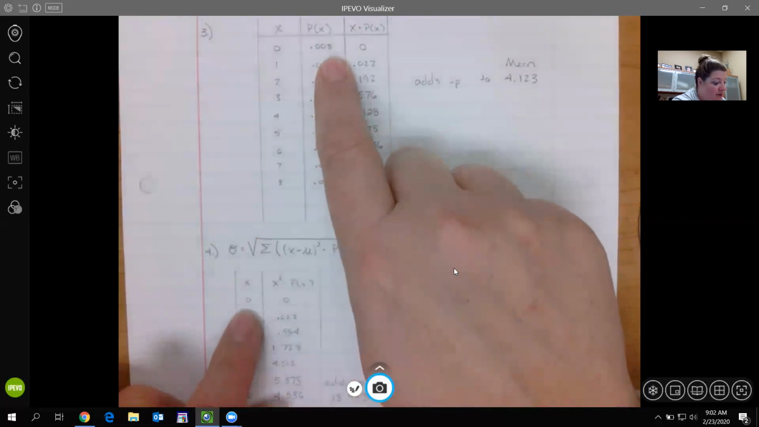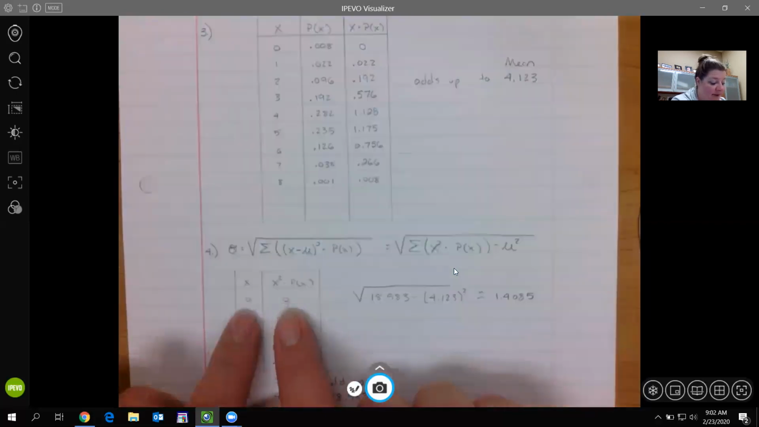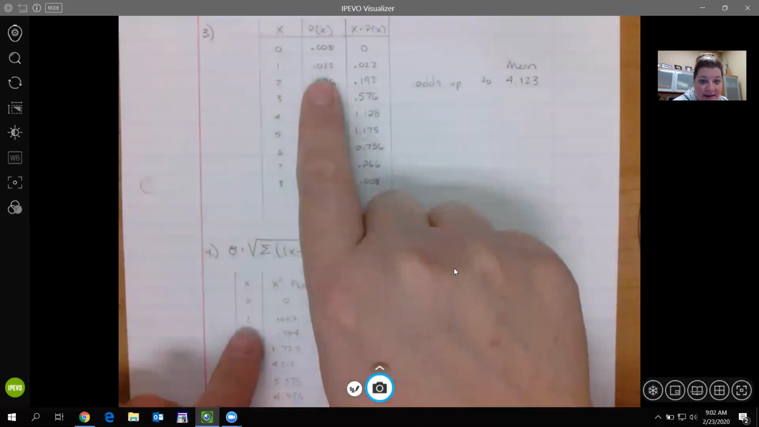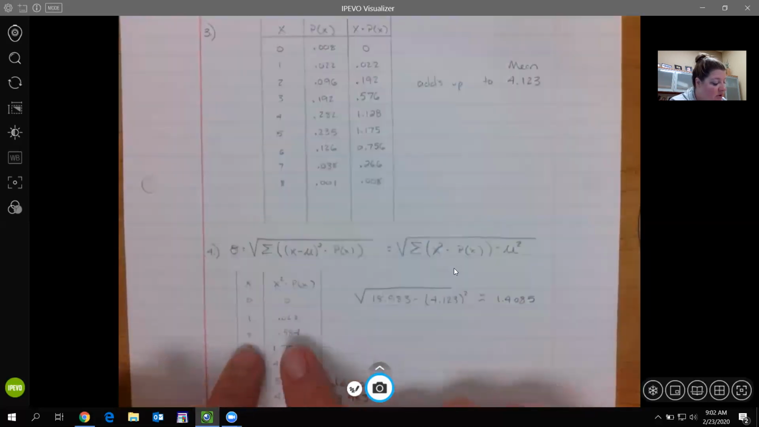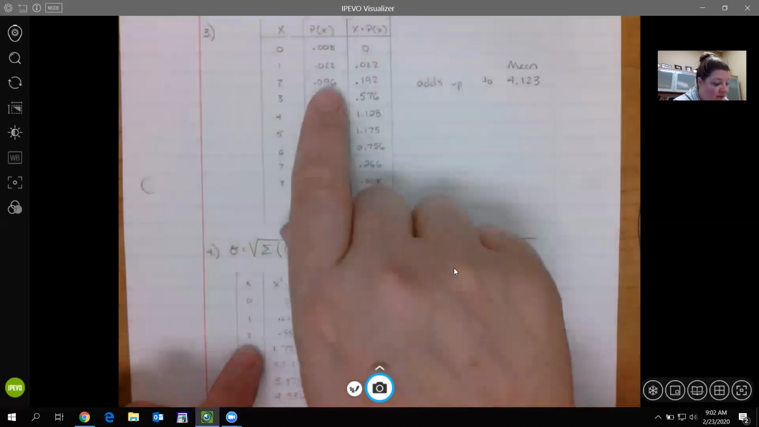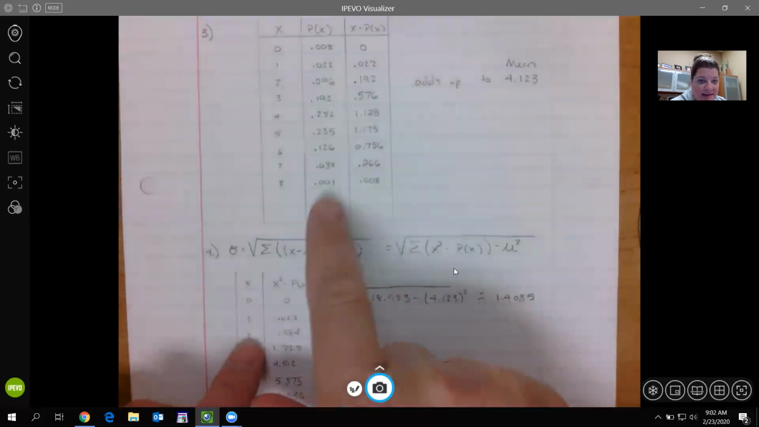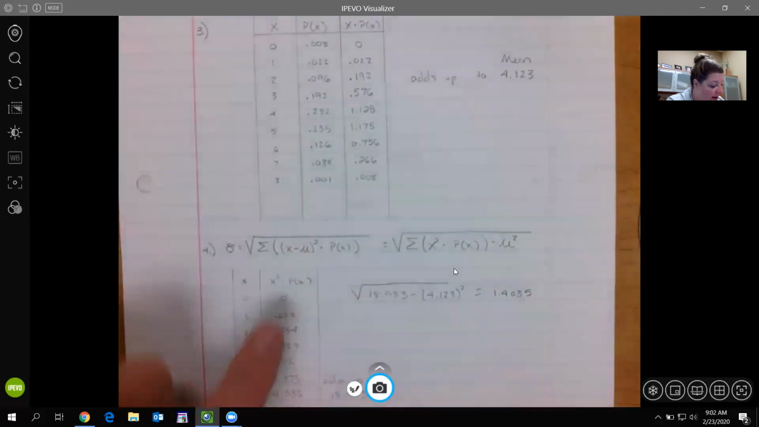So 0 squared is 0. 0 times this is still 0. 1 squared times the probability, well, 1 squared is 1, so it stays the same on that one too. 2 squared is 4, so 4 times this got me 0.384. So you see what I did? I squared and multiplied by these probabilities, and that got me these.